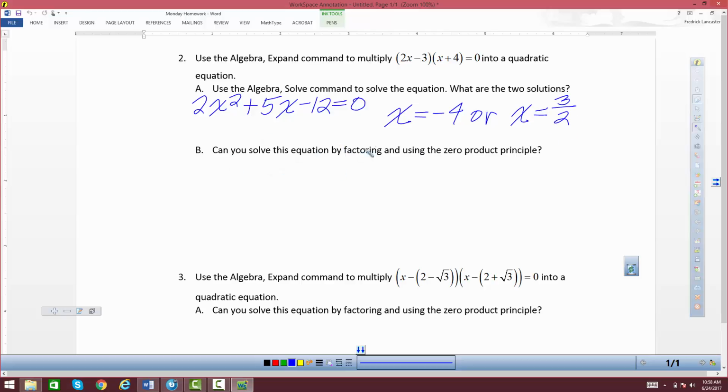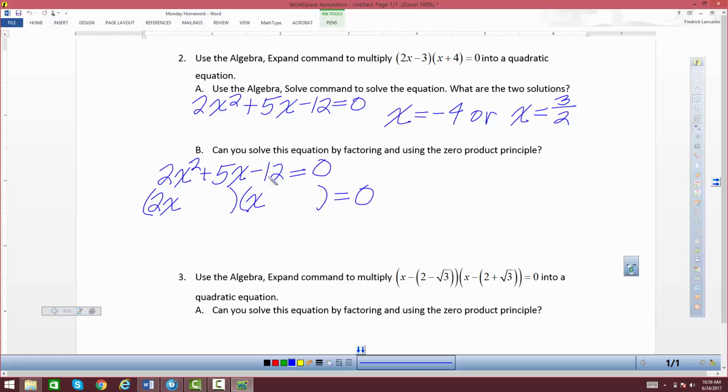Can you solve this equation by factoring and using the zero product principle? And the answer is I can. So I'm going to rewrite it as 2x squared plus 5x minus 12 equals 0. So I need to break this up into two linear binomials that are multiplied together. So to get a 2x squared, I'm going to need a 2x and an x. So if I multiply those two together, I get 2x squared.